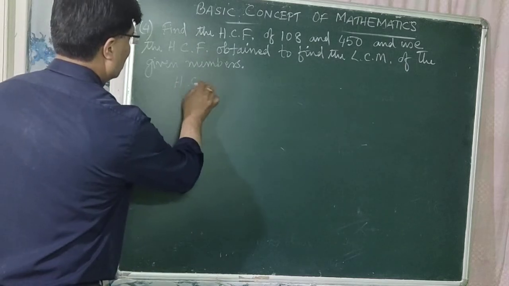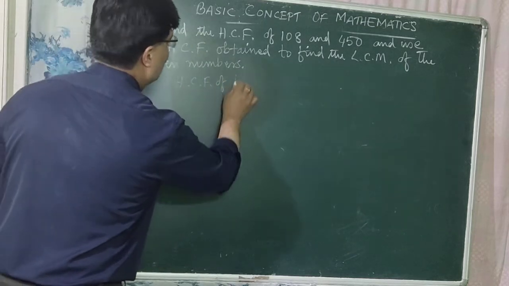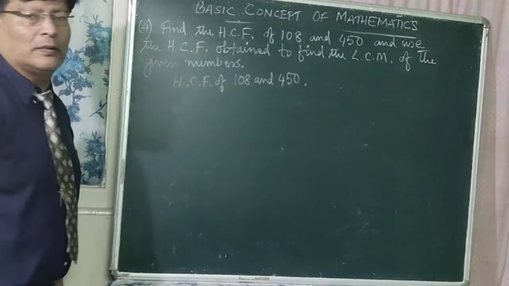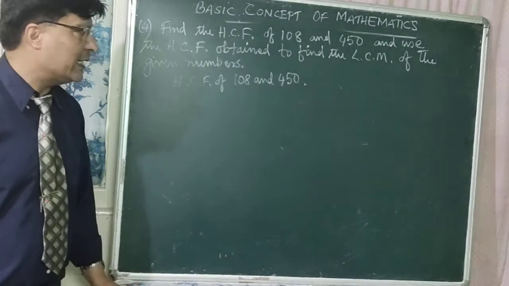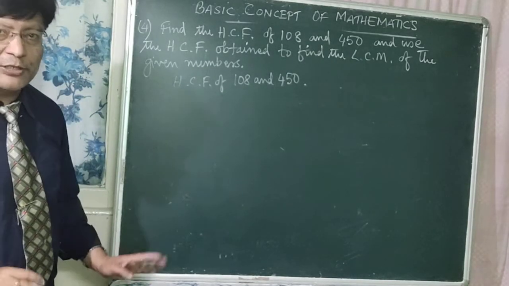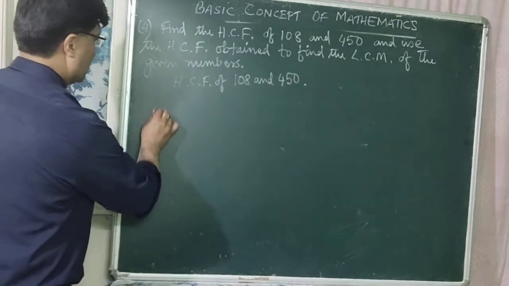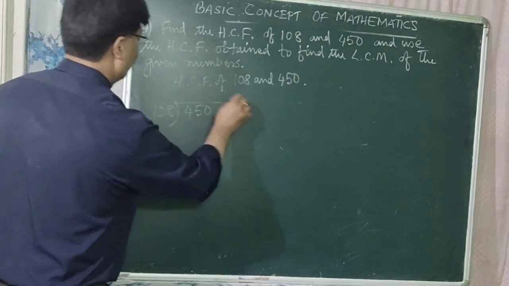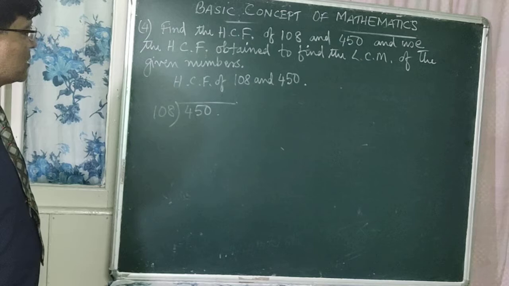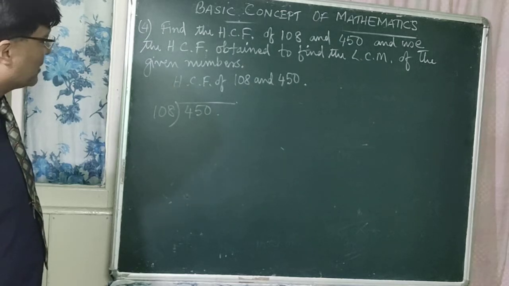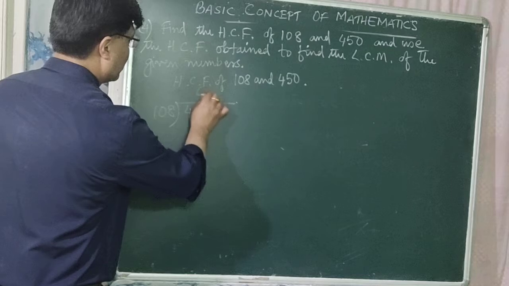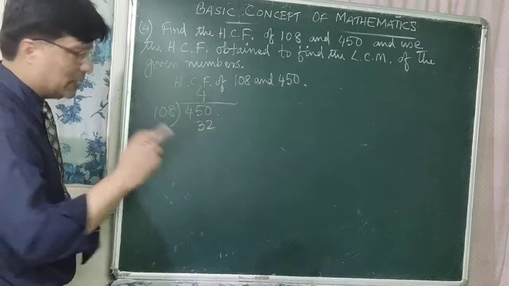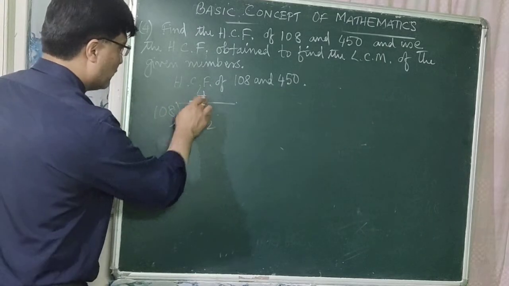So HCF of 108 and 450. Let us find out the HCF of 108 and 450. Okay, let us use the division method now. So 108 will divide 450. How many times does it go? It is 4. 4 8s are 32, 4 0s are 0 plus 3 is 3, 4 1s are 4.